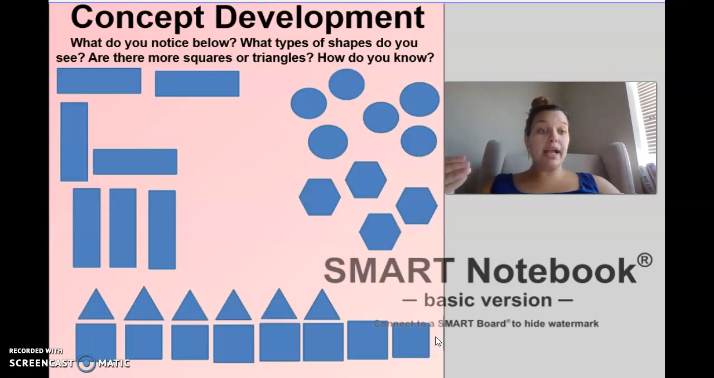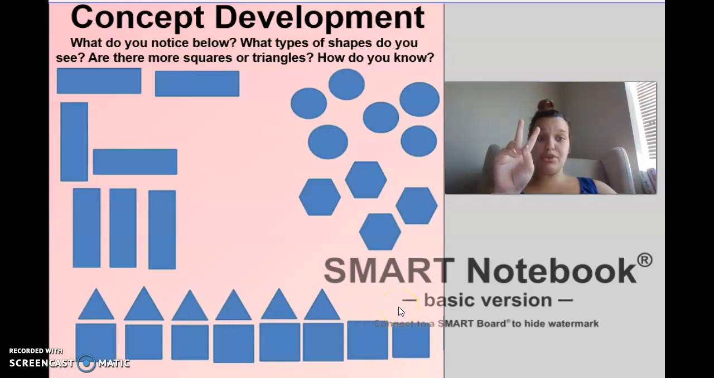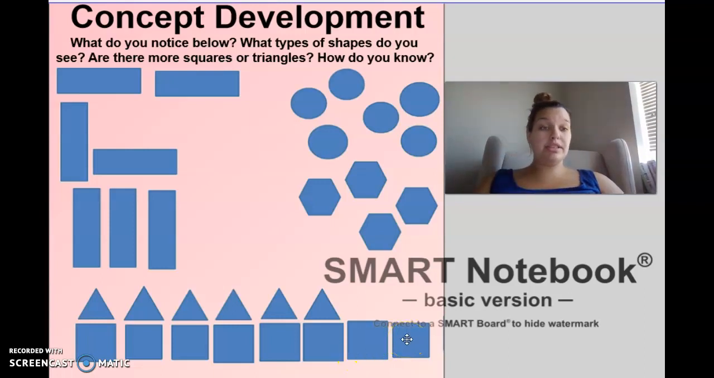Do I have more triangles or more squares? I have more squares, and see how nice and organized this is? I can just look and see that the squares over here, there are how many that don't have a triangle to match? One, two. There are two squares that don't have a triangle, so I can automatically tell I have more squares than triangles.